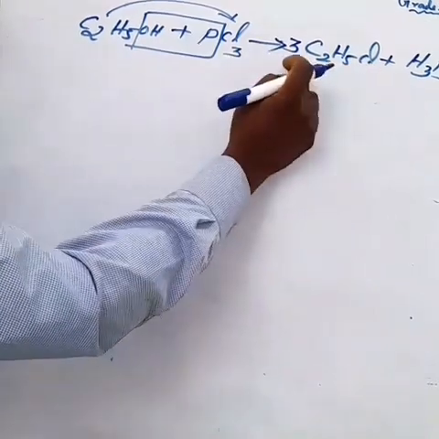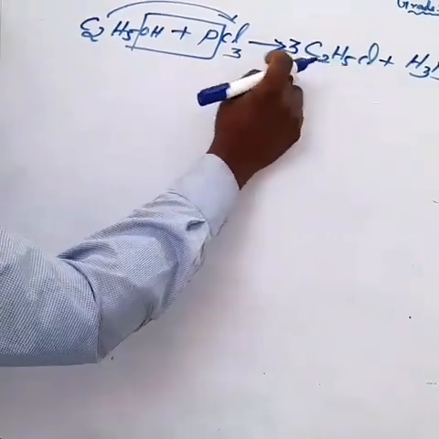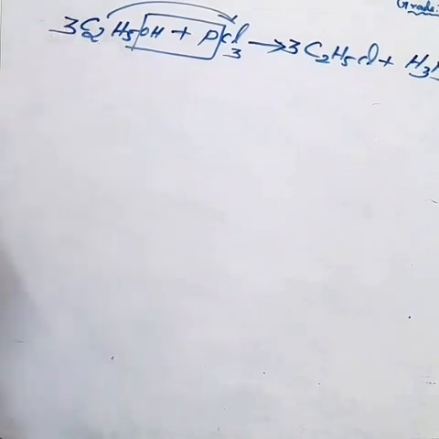Now, how much ethyl is there? C2H5, how much ethyl? 3. So, make it 3 ethyl alcohol on the reactant side. Now, the reaction is balanced.